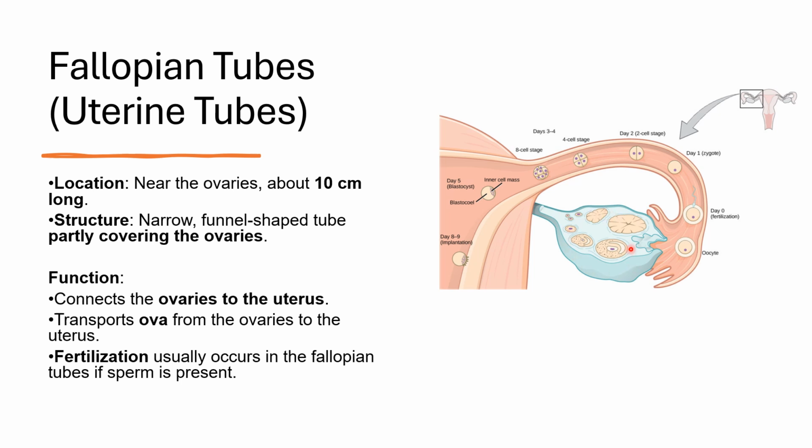And the function of the fallopian tube is that it connects the ovaries to the uterus. Here you have the uterus, so the fallopian tube connects the ovaries to the uterus, and also it transports ova from the ovaries to the uterus. And also if fertilization happens, here you can see an example. If fertilization happens, it usually occurs inside the fallopian tubes if sperm is present. So those are the functions of the fallopian tubes.